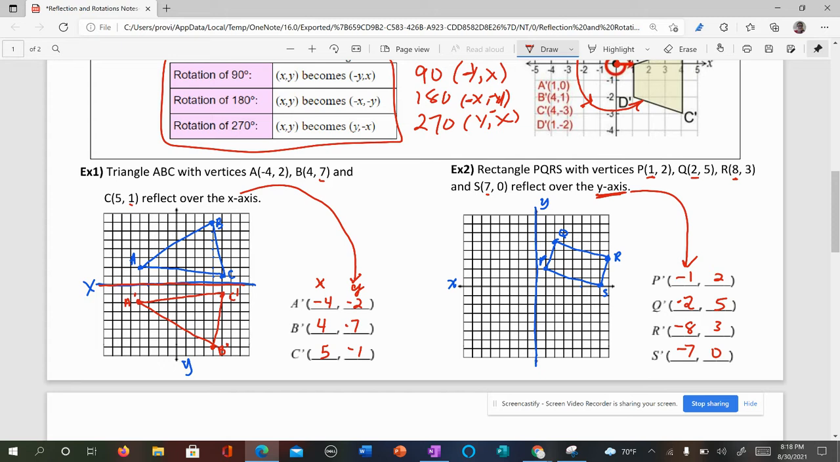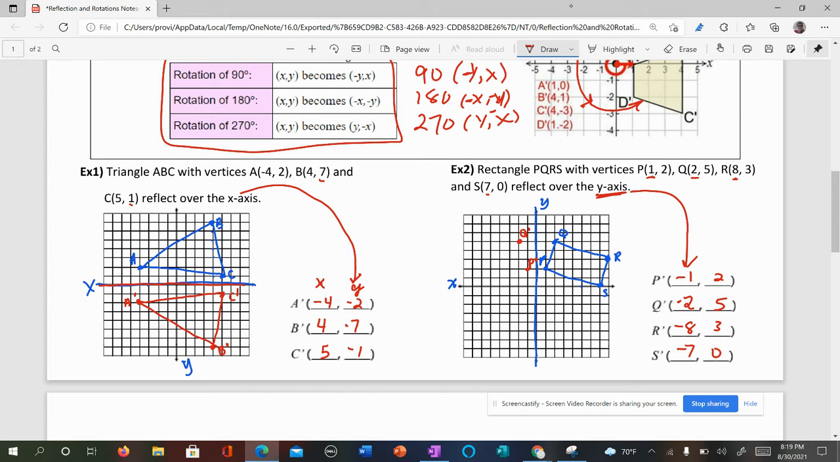So let's say you're doing this and you forget this little trick. The other way of doing this is to say from this reflection line, P is 1 unit over. So from here, I'm going to go over the other direction 1 unit. Make that P prime. From Q, from the reflection line is 2 over. So I can go 2 over, put a dot and call it Q prime.